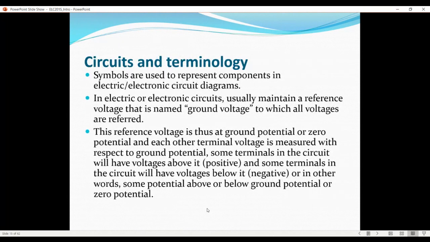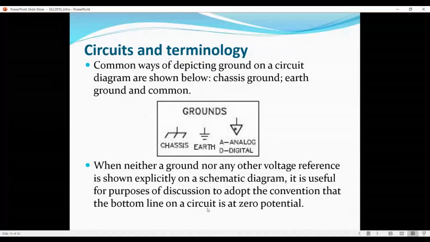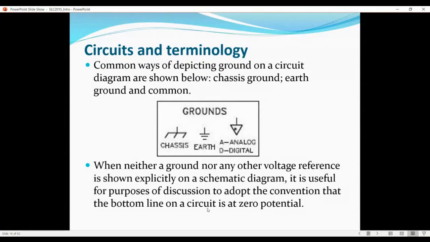Okay, so where are we here? Circuits and terminology. This is just about some terminology: the reference voltage is at ground potential or zero potential. There's more terminology in terms of what is ground voltage and things like that, but it's not too much to touch on. Also other common ways of showing the ground: depending on whether you're doing hardcore electrical or electronics, you've got the chassis, you've got the earth, and you've got the analog and digital. Just different ways of portraying it.